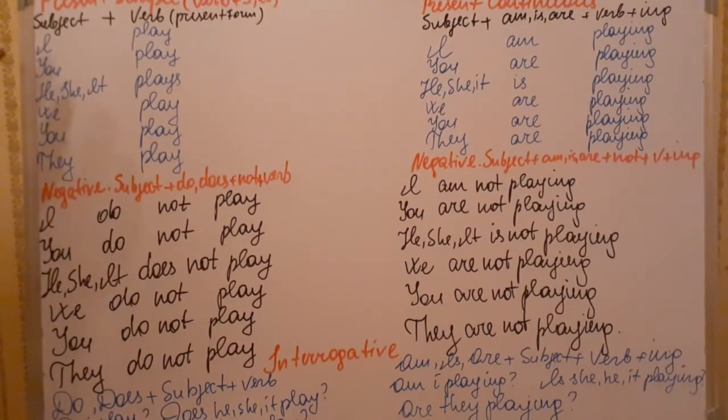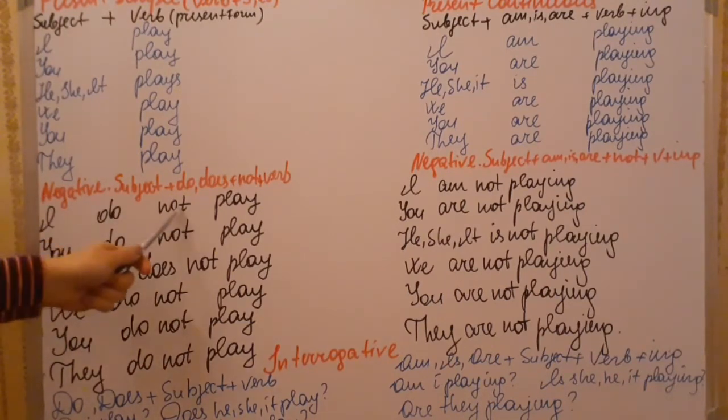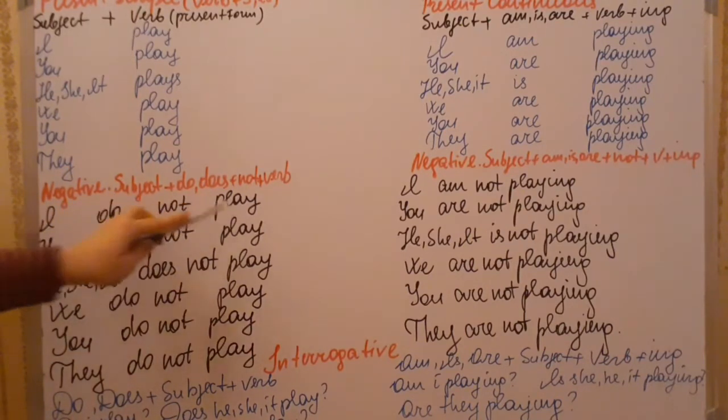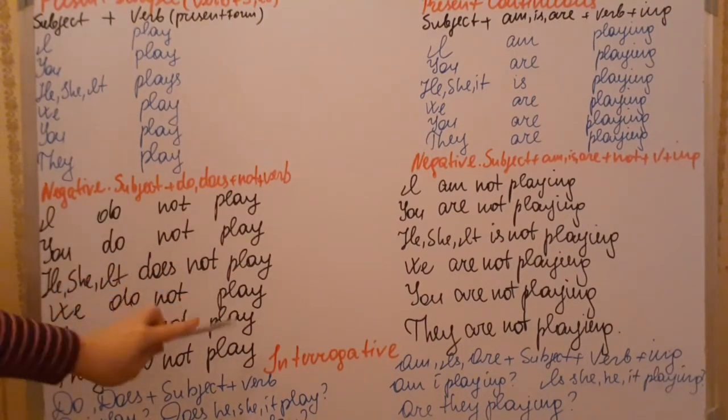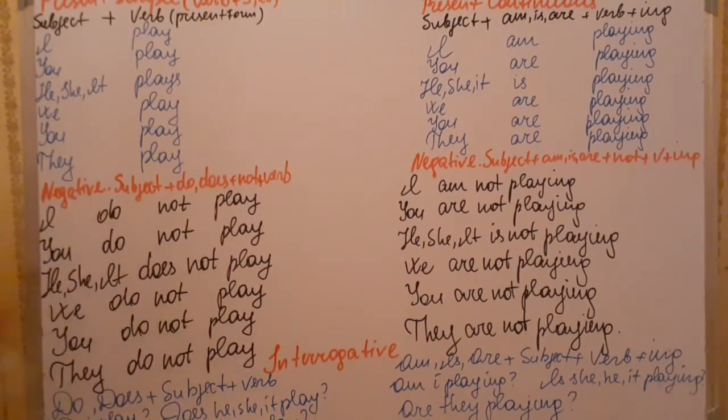We make the negative form of present simple with the auxiliary verb do and does, and we also have not in order to form the negative. I do not play. You do not play. He, she, it does not play. We do not play, you do not play, and they do not play. We only add the auxiliary verb do and the particle not in order to form the negative.